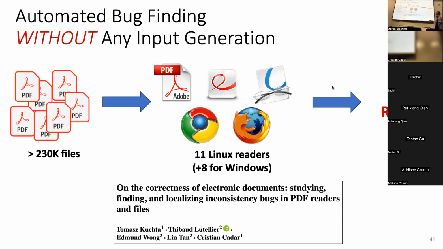We took actually 230,000 PDFs that we found. We fed them to many different readers, including Adobe, the readers in Chrome, in Firefox, Vins. We took like 11 such readers on Linux, and we did an additional smaller study on Windows with 8 readers. That's the paper that discusses our results, and then we wanted to report bugs.